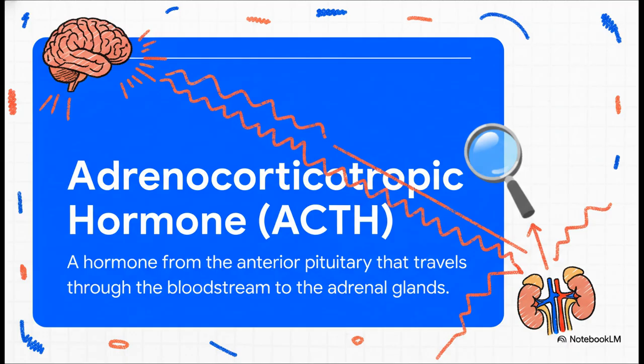Now, once that CRH signal arrives, it tells specialized cells in the pituitary to release our next player, adrenocorticotropic hormone, or ACTH. This is the messenger that actually leaves the brain, gets into the general blood circulation, and carries the message all the way down to its target, the adrenal glands.